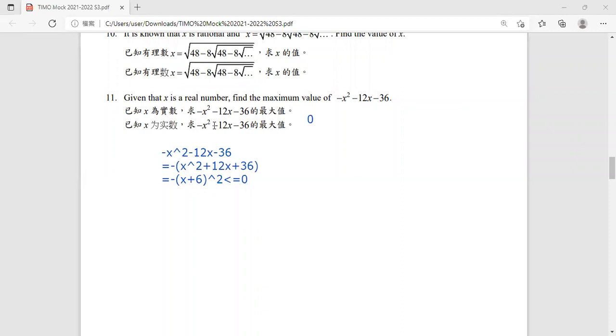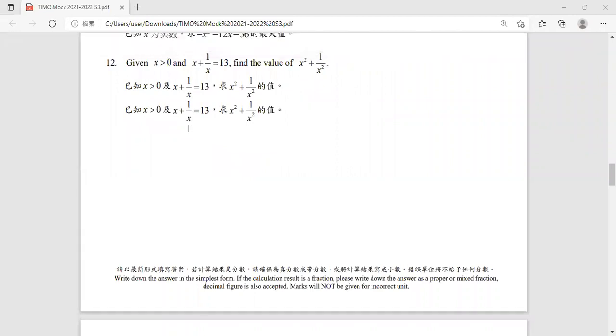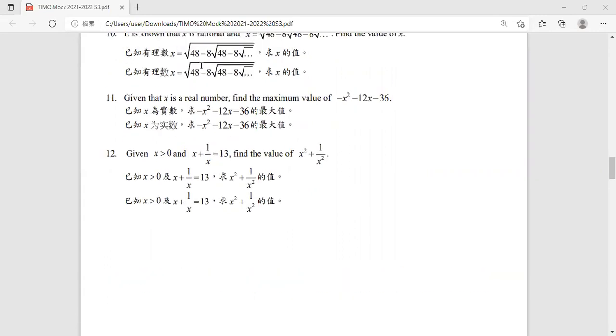Nothing special. We use the identities to make that one. Okay, 12. This one is also straightforward. I just need to square this one.